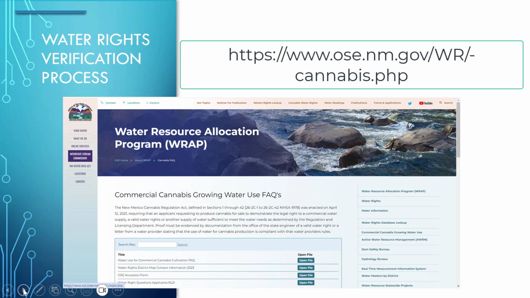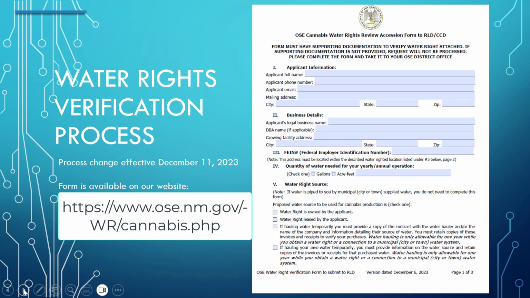The forms to obtain a water right verification, or if you have any questions regarding the growth of cannabis and water rights surrounding them, there are frequently asked questions, location maps, and also water right questions that you can read through to determine what type of water right you may need. This is the application that you would need to fill out to obtain a water rights review accession form to be sent to the Regulation and Licensing Division with the Cannabis Control Division.